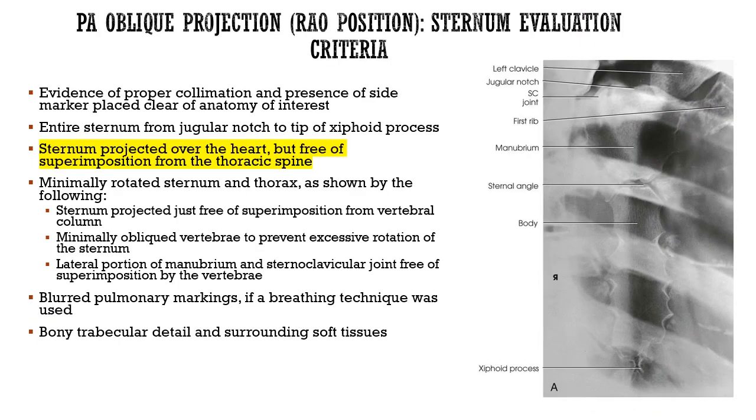So the focus is that we want the sternum projected over the heart, but free of superimposition from the thoracic spine. The sternum should be projected free from the vertebral column. It should be minimally oblique to avoid excessive rotation of the sternum, and we want the lateral portion of the manubrium and the sternoclavicular joint free of superimposition by the vertebra.